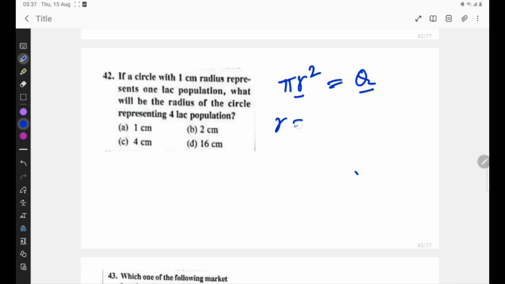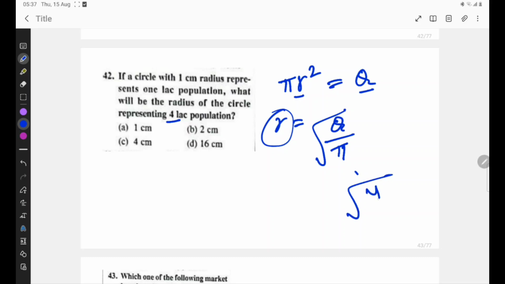So r is equal to the square root of q upon pi. Okay. So we have to find out the r for 4 lakh, right? So under root 4 by pi is equal to r.